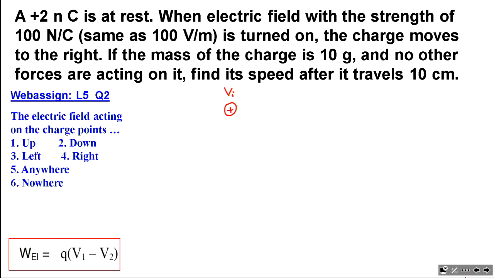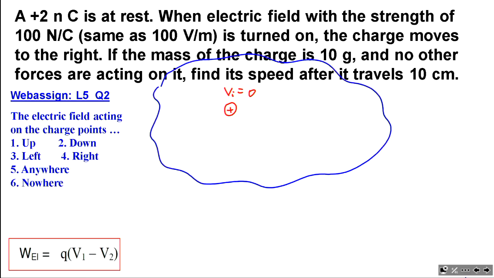And the charge initially is not moving. But when we turned on the electric field, well, we don't know yet anything about it except it's there. And the charge now is moving to the right. How do we know? We know words.